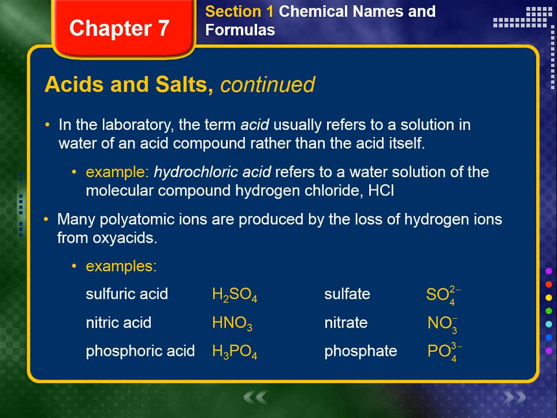Acids were first recognized as a specific class of compounds based on their properties in solutions of water. Consequently, in chemical nomenclature, the term acid usually refers to a solution of water of one of these special compounds rather than to the compound itself. For example, hydrochloric acid refers to a water solution of the molecular compound hydrogen chloride, which is HCl. Some common binary and oxyacids are listed in Table 7-5, which is on page 214 of your text.